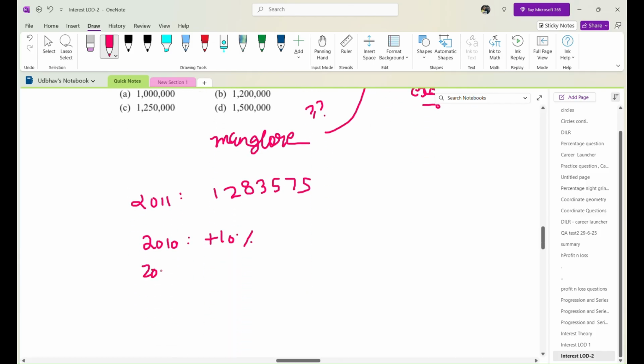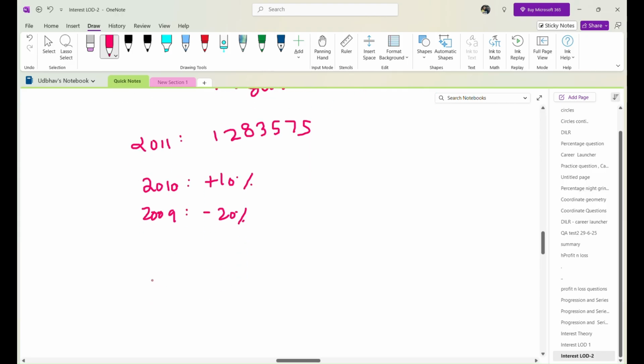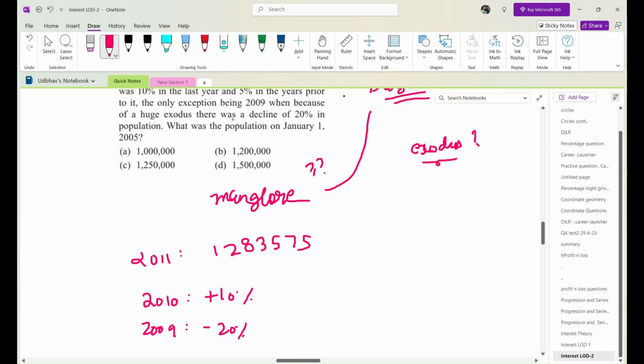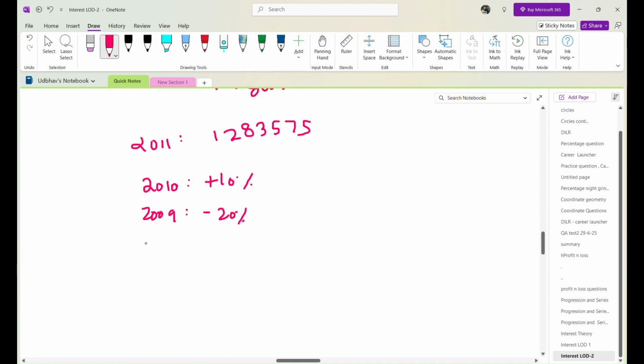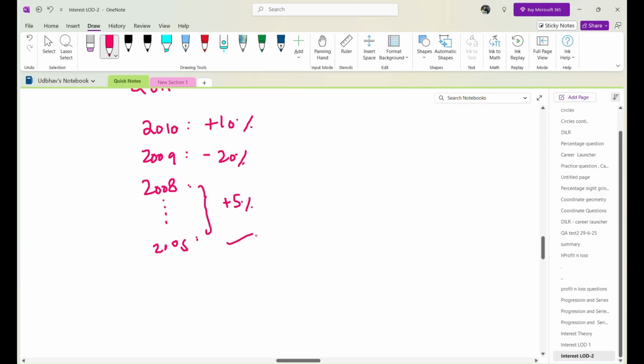Okay. So in 2009 it was minus 20%, and years prior to it, 5 years, so 2008 to 2005, it was again plus 5%. Population was increasing only, but in 2009 it decreased by 20%, and in 2010 again increased by 10%. So we have to find the population here.